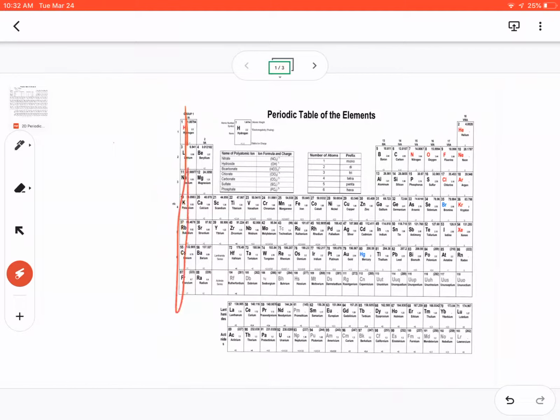Remember, we have these up and down things called groups. You can see it right on your table there. This is group 1. Remember, we called these the alkali metals. They were very reactive. Remember, we put some lithium in some water, and it reacted. We put some sodium, and it reacted more. And we put some potassium, and it was really reactive. So group 1 is the alkali metals. Group 2, remember, was the alkaline earth metals.